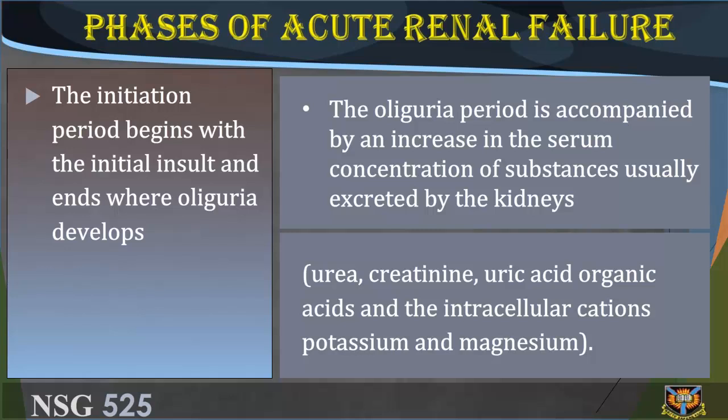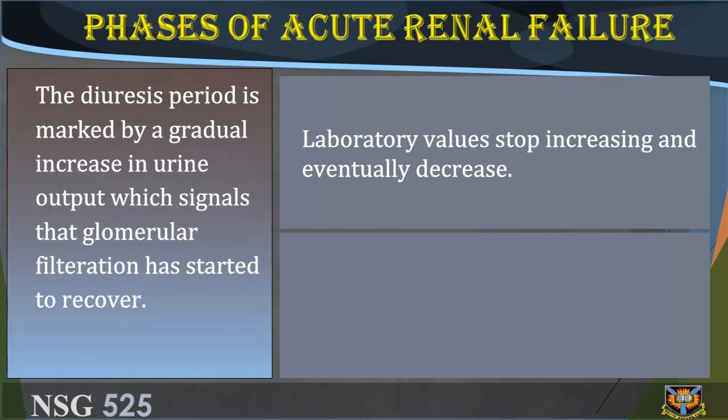In some cases, patients may have increased renal function with increasing nitrogen retention, yet actually excrete normal amounts of urine. 21 days or more. This is the non-oliguric form of renal failure and occurs predominantly after exposing the patient to nephrotoxic agents. It may also occur with burns, traumatic injury, and the use of halogenated anesthetic agents. The diuresis period is marked by a gradual increase in urine output, which signals that glomerular filtration has started to recover. Laboratory values stop increasing and eventually decrease.